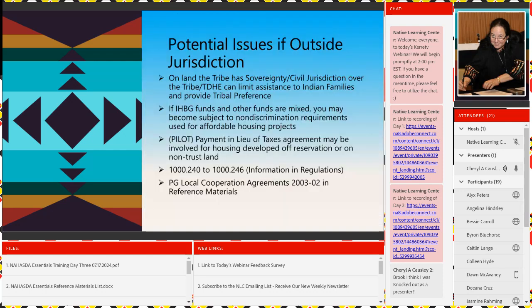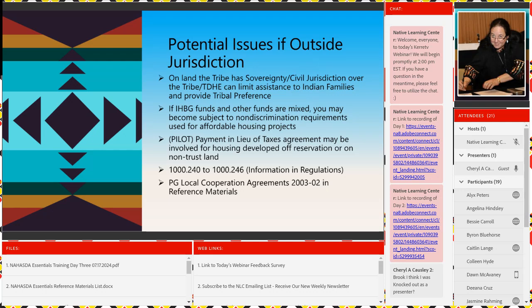Okay. So, potential issues if you're outside of your jurisdiction. On land, the tribe has sovereignty or civil jurisdiction over the tribe and the TDHE. We can limit assistance to our Indian families and provide tribal preference. If you utilize block grant funds and other funds and you mix it, you could actually become subject to non-discrimination requirements used for affordable housing projects.